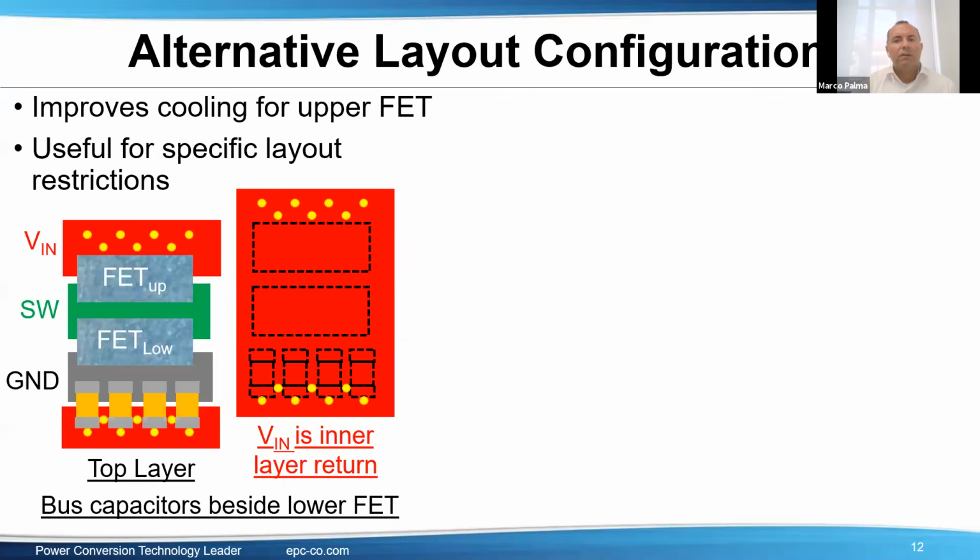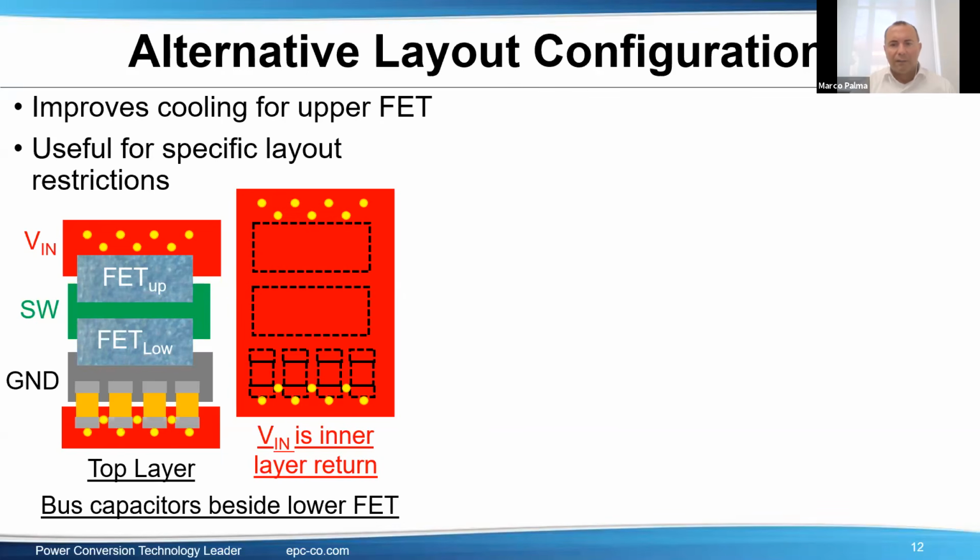Now that we understand how to design an internal vertical layout, we can also look at alternative configurations. This can be useful when faced with layout restrictions or to improve the thermal performance of our design, as we show later in the presentation. On the left, I'm showing a layout where the bus capacitors are located next to the lower FET instead of the upper FET. Here you have Vin, the source of the voltage. The switching node is still in green, and the ground is in gray. And the inner layer is Vin. If you compare to the previous, the inner layer was ground.